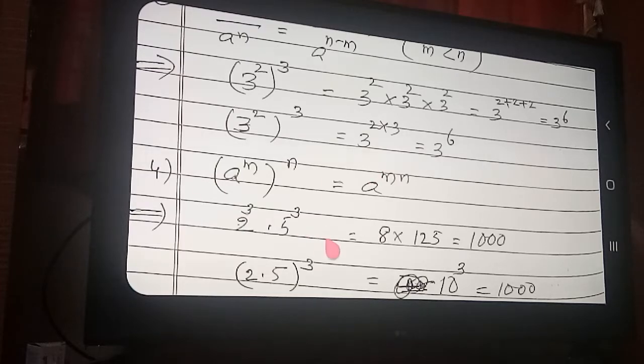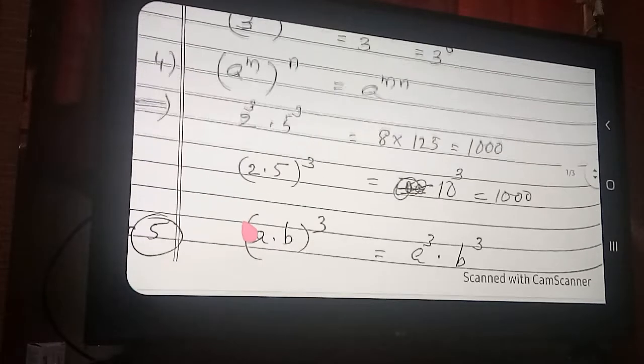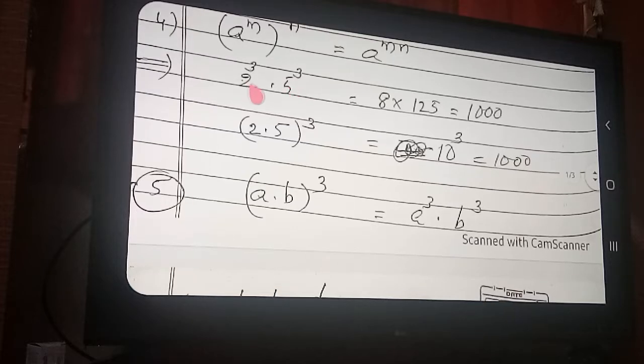And for the fifth formula, 2 raised to 3 into 5 cube. 2 raised to 3 means how much? 8. 5 cube means how much? 125. This 8 into 125 is 1000. So here I have taken the base together, the whole cube.